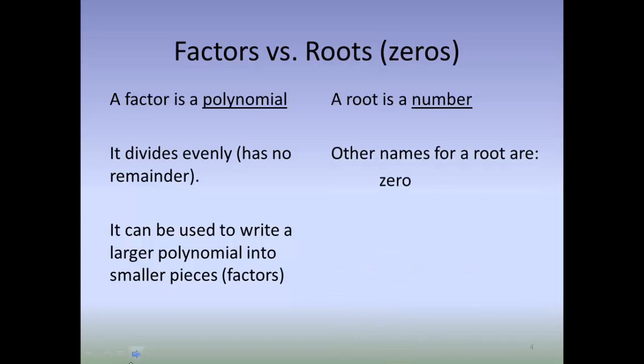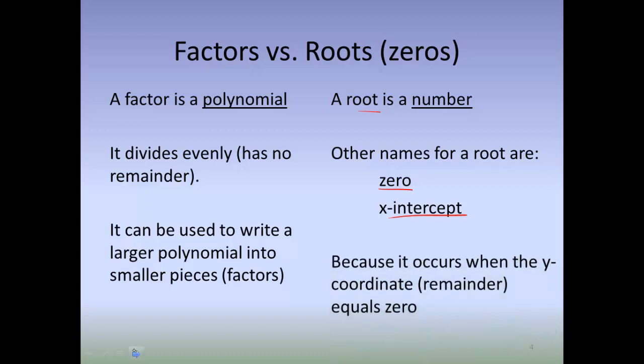And it has other names. It could be called a zero. It could be called an x-intercept. All three of those words are interchangeable. Root, zero, x-intercept all mean the same thing. Those names work because it occurs when the y-coordinate, which is the remainder, equals 0.